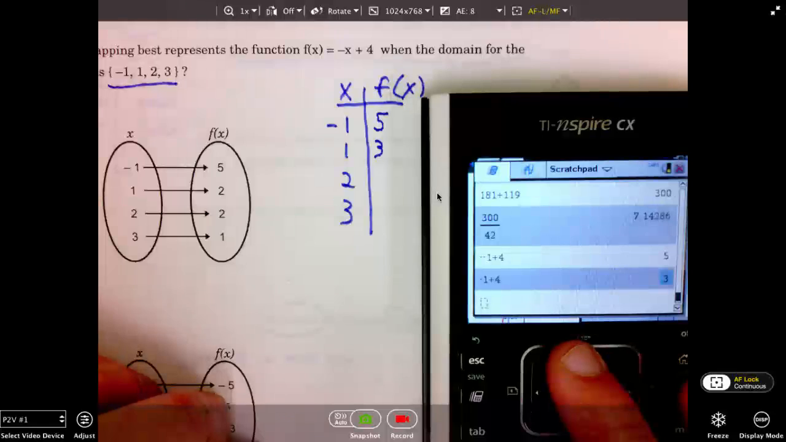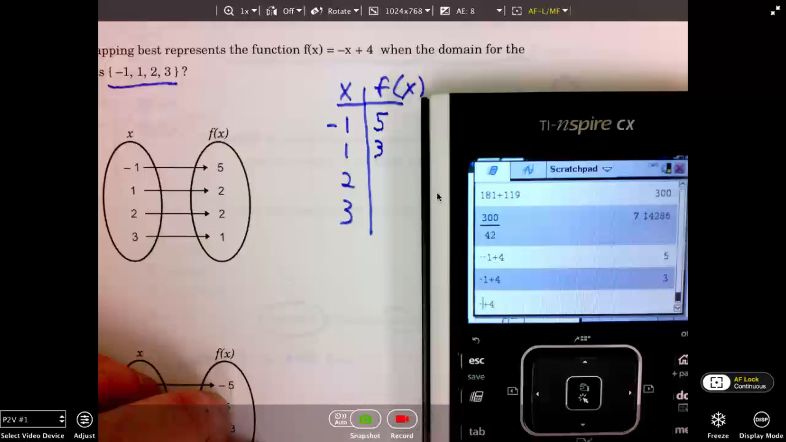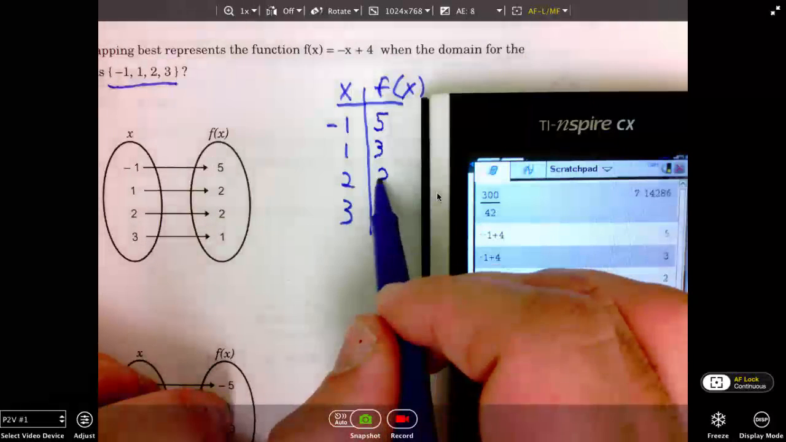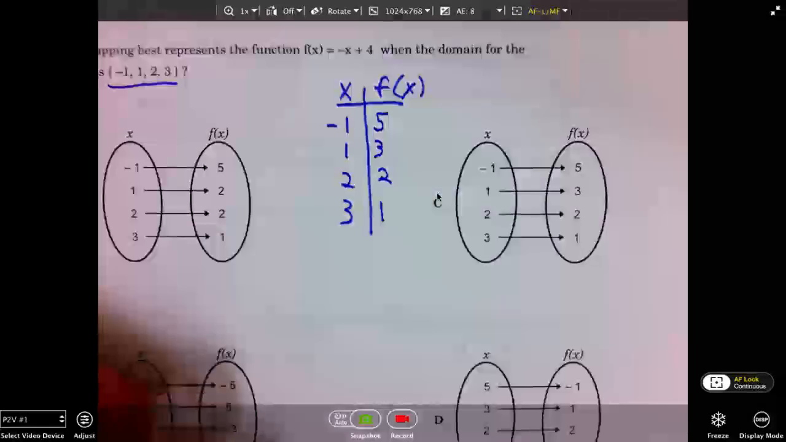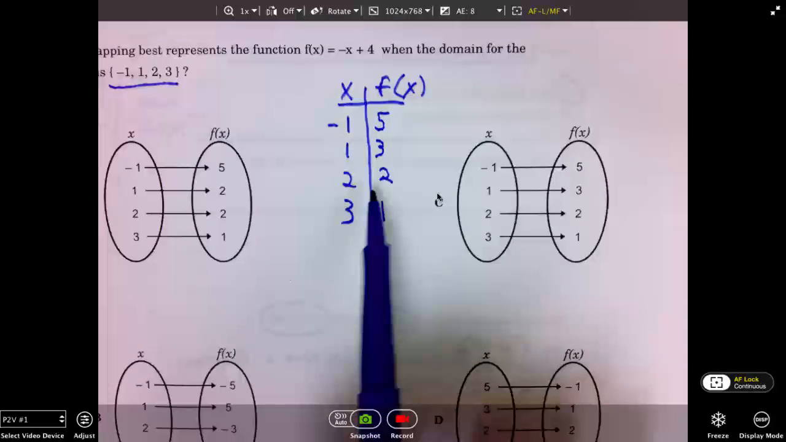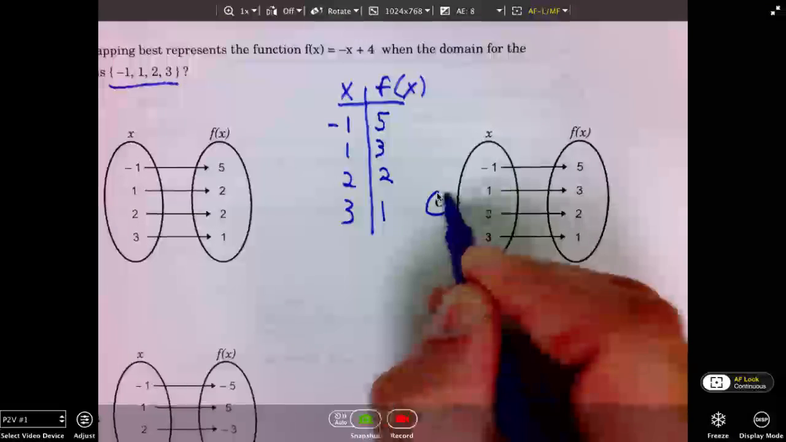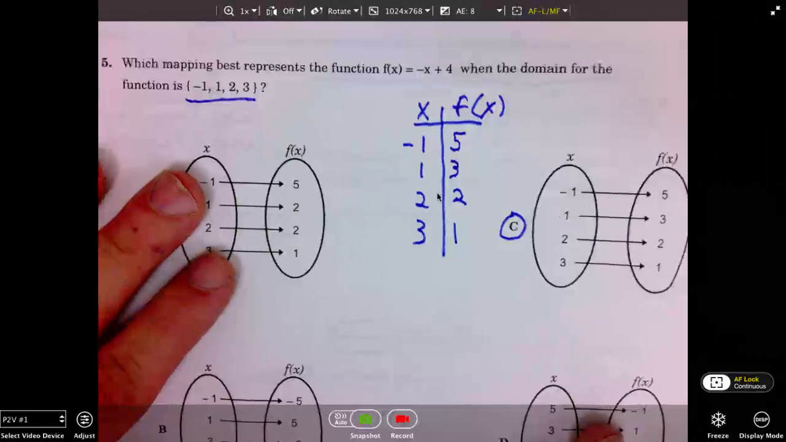Returning the previous line, changing 1 to 2. This should map with 2. And it does. Likewise, 3 will map with 1. Alright, so we're looking for the mapping that has negative 1 to 5, 1 to 3, 2 to 2, and 3 to 1. That appears to be C. Number 5 is C.